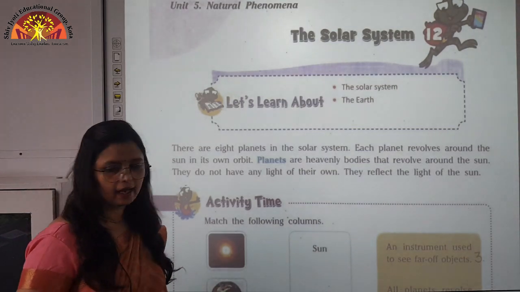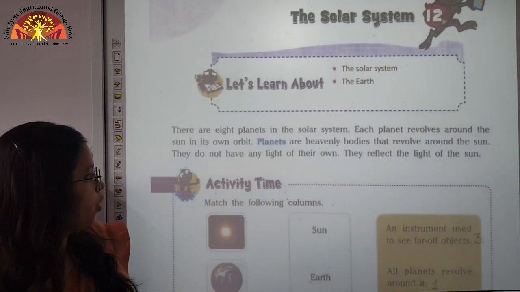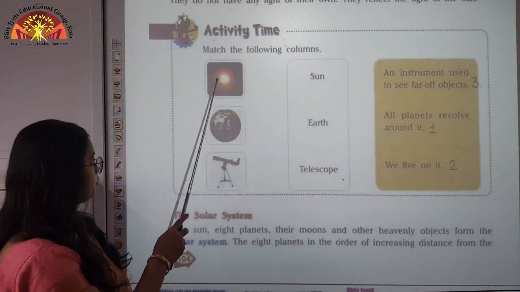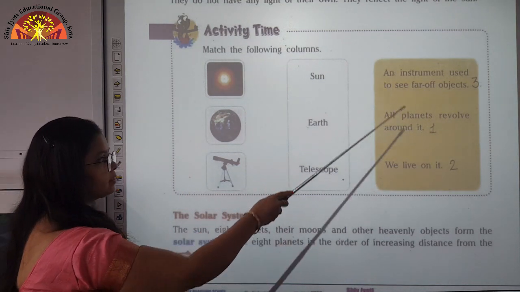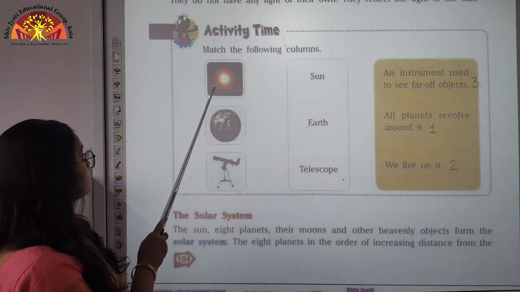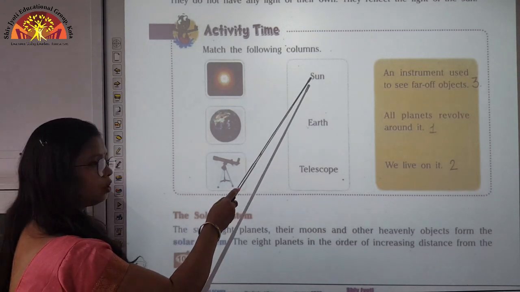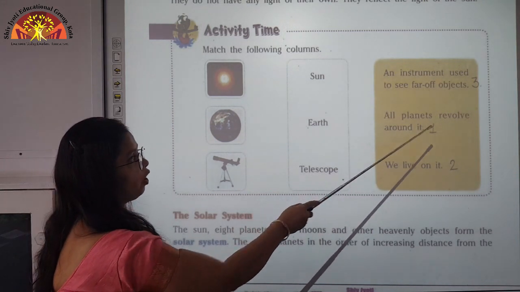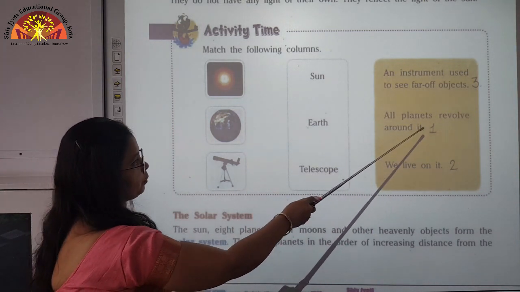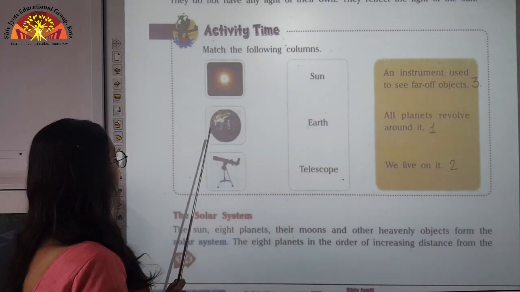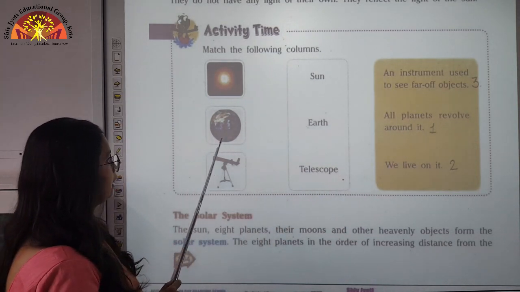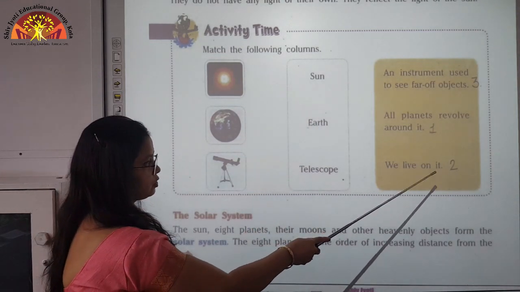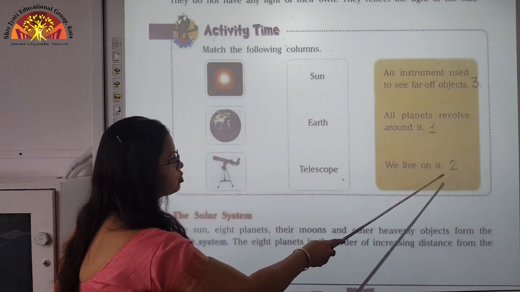Okay. So let's do this activity which is given in your book on page 104. Here some pictures are shown and the features are given over here. So let us do it. This is the picture of sun and here it is written also sun. So what is the feature related to sun? All planets revolve around it. Okay. So we will put number 1 over here. Then second picture, it is earth. It is written over here earth. So we live on it. So we will match it with this. So we will write 2 over here.